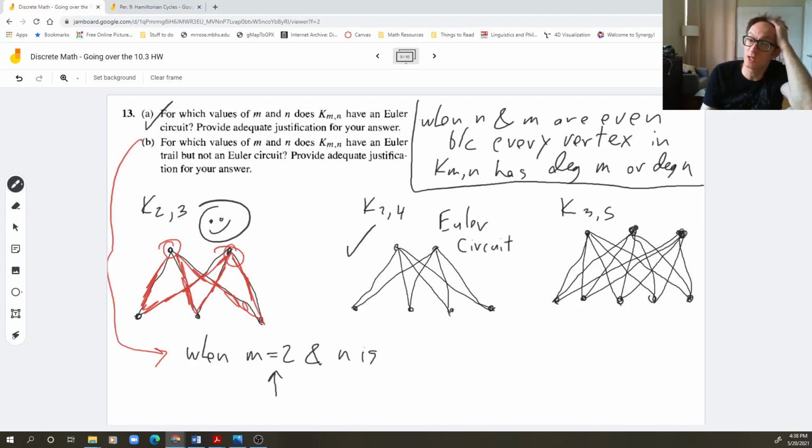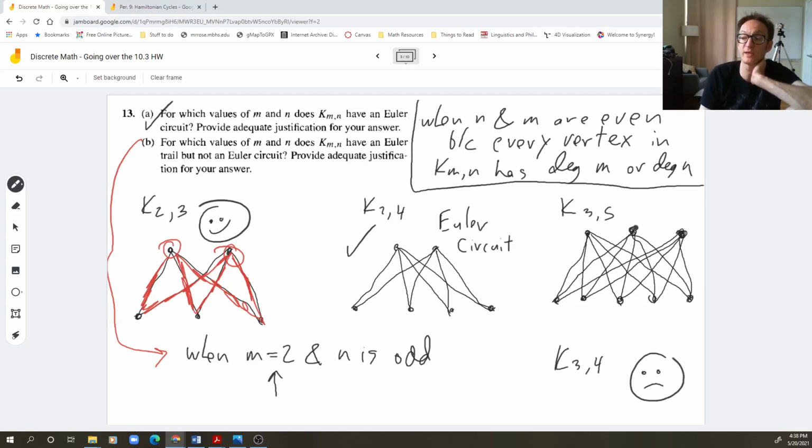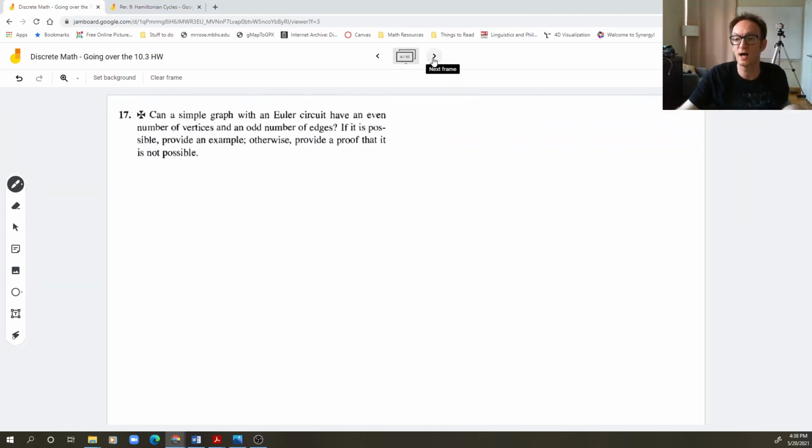Yeah, so if one of the partitions has size 2 and the other one is of odd size, then there will be exactly 2 vertices of odd degree, and so it will satisfy part B. And if they both have even size, then there will be an Eulerian circuit. If they both have odd size, like K_{3,4}, for example, that doesn't work either, because there are 3 vertices of degree 4 but 4 vertices of degree 3, so there's no Eulerian trail or Eulerian circuit. All right, I think we beat that problem to death.